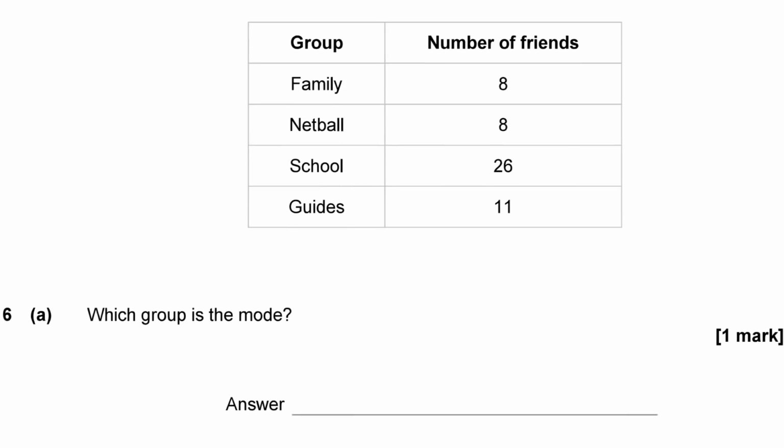Now, mode means the most or most frequently occurring. So we can see that this one was the biggest number. So this one is the mode. So the mode is not the biggest number, it's the group that has the biggest number. So the mode is school, not 26.